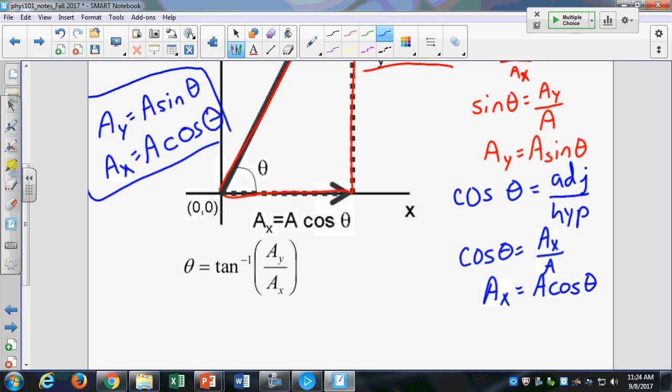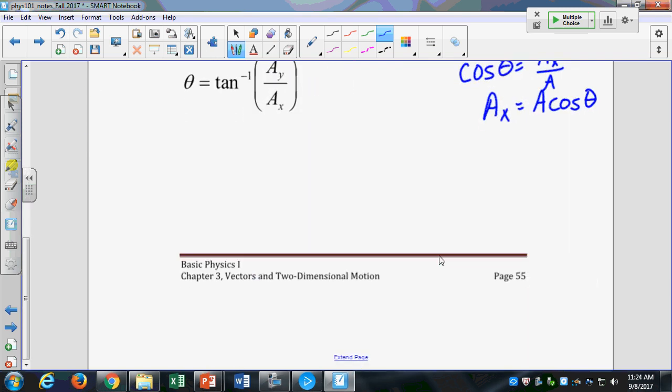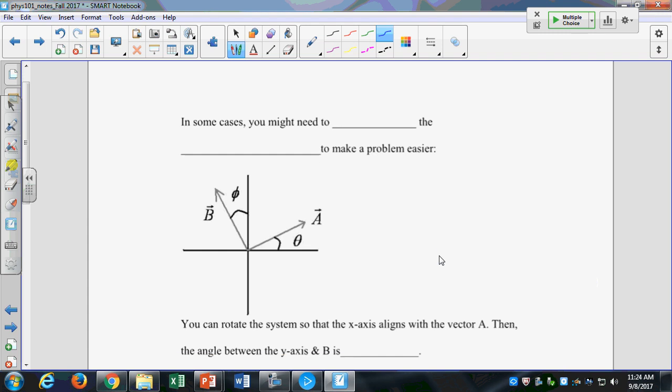I like to remember them because they're alphabetical: X and then Y, C and then S. Does that help you? X and Y, C and S follow the same alphabetical order for the cosine and sine of the X, Y components. We will not do Z components, though you can do it. Actually, Z components aren't really more complicated at all. That's how you find the components of the vector.